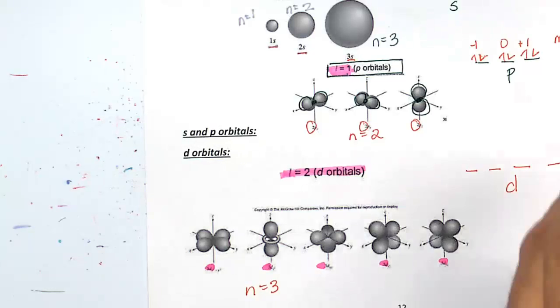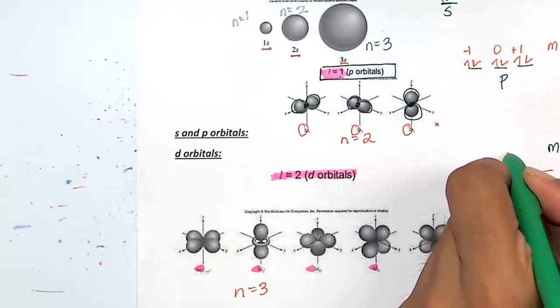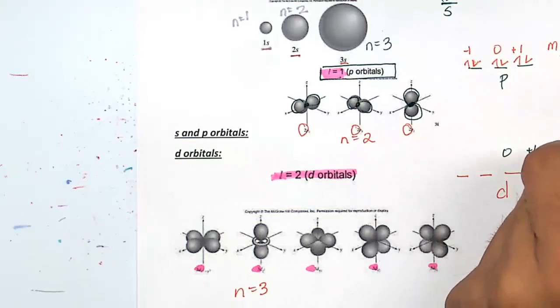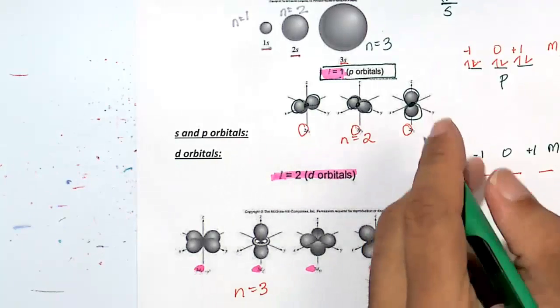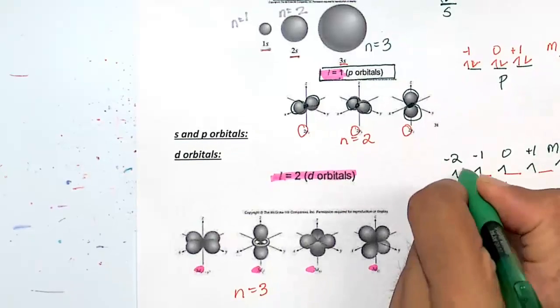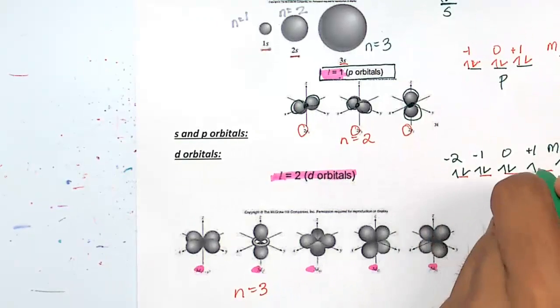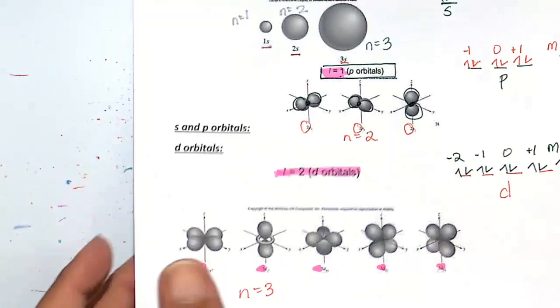m sub L for a d orbital can be 0, plus 1, plus 2, minus 1, minus 2. And then how do they march? Spin up five times, then spin down five times. So let's really consolidate this and make this more clear. For better clarity, let's do some problems here. Page 13.